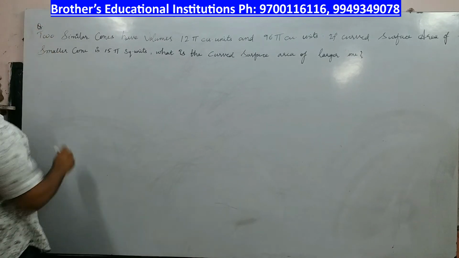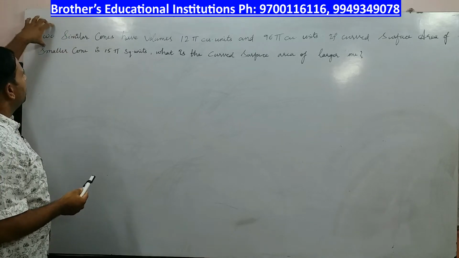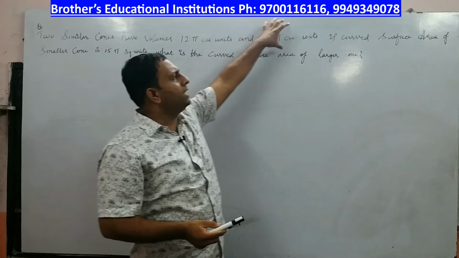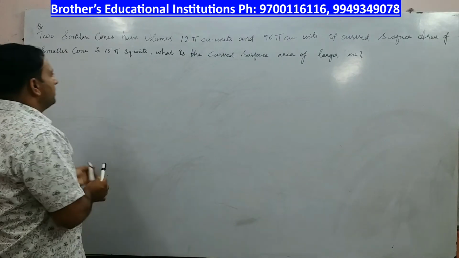Yeah. Let us go to the next question. Let me read the question for you. Two similar cones have volumes 12 pi and 96 pi cubic units. Similar, right? Now what do you mean by similar?